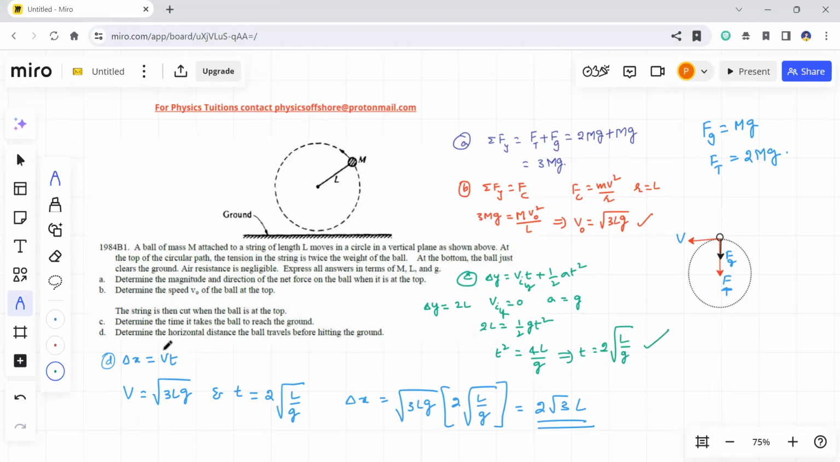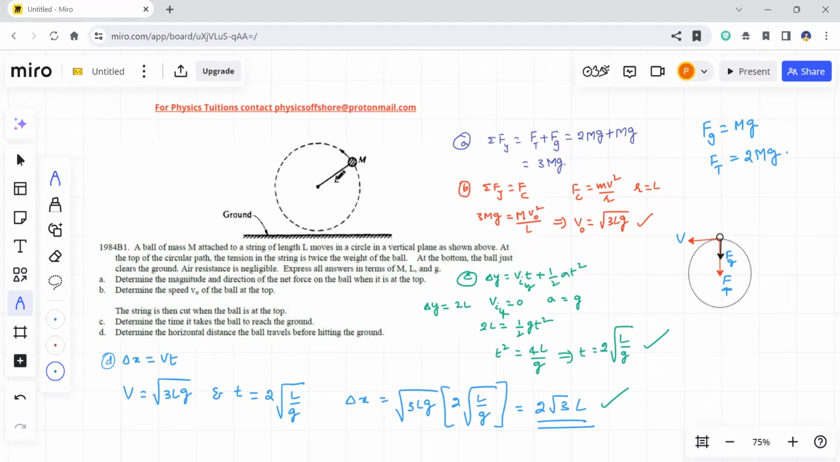Next, D bit. Determine the horizontal distance the ball travels before hitting the ground. So horizontal distance is equal to v t. And we know v is equal to square root of 3 Lg, and t is equal to 2 root L by g. These two we already calculated. Substituting those values in delta x is equal to v t, we get delta x is equal to 2 root 3 L. This is the answer for the last bit.